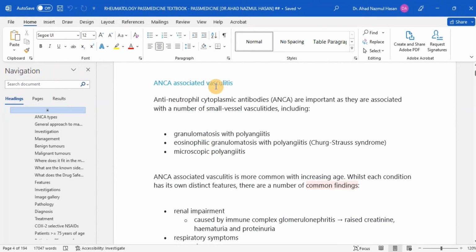So ANCA-associated vasculitis, typically three conditions, GPA, MPA, as well as anti-GBM disease, and CSS. All three conditions will come up with the features of RPGN. The CSS does not come up with the features of RPGN. All three, GPA, MPA, and anti-GBM, will come up with the features of crescentic GN and RPGN, and also renal-pulmonary syndrome, meaning both renal involvement and pulmonary involvement.